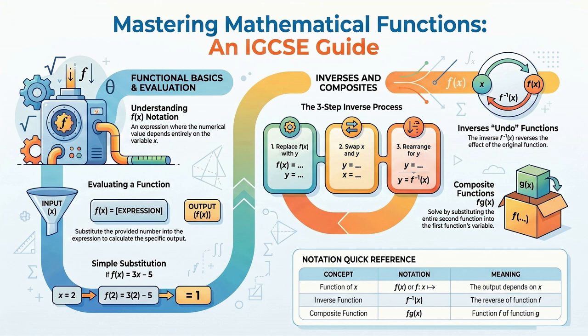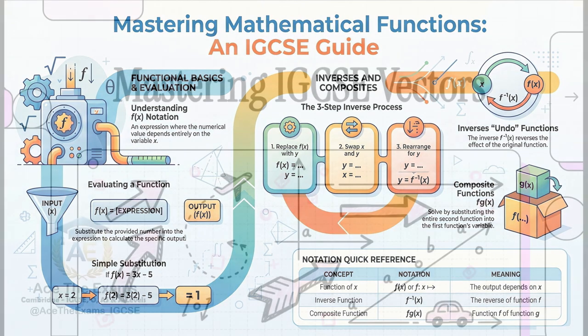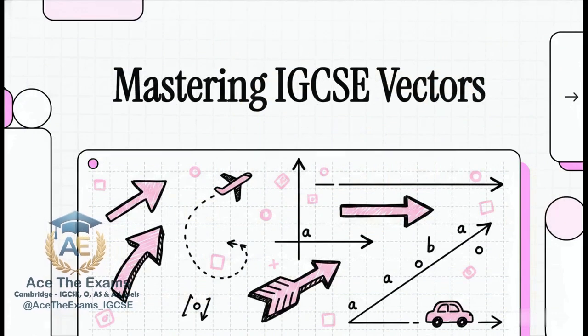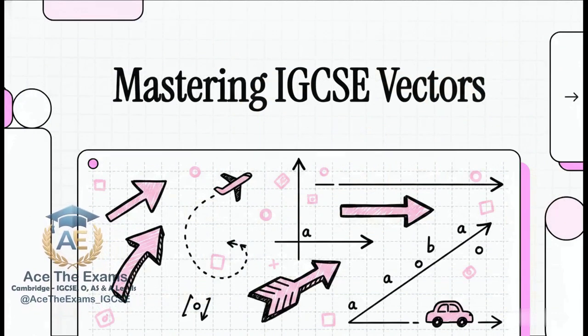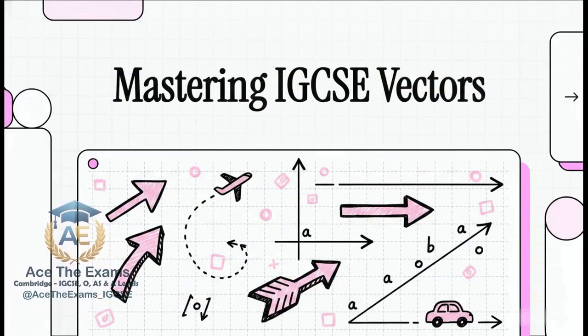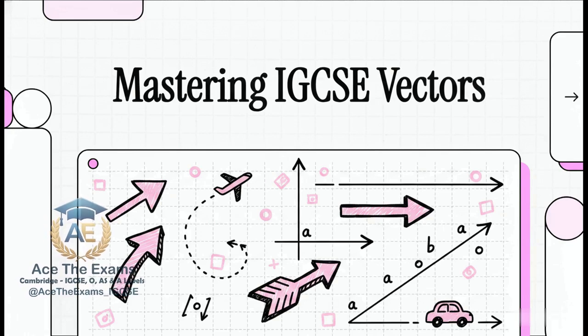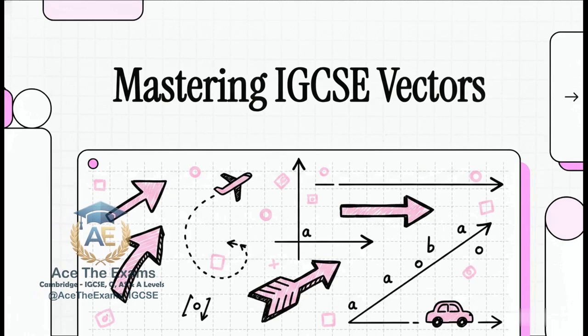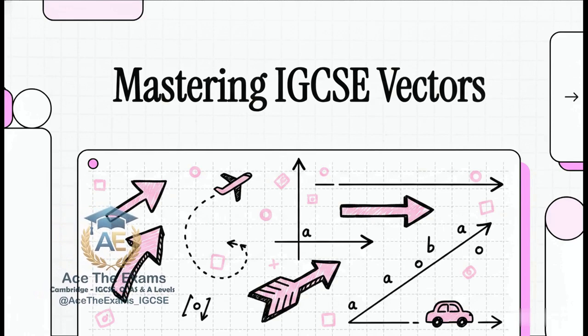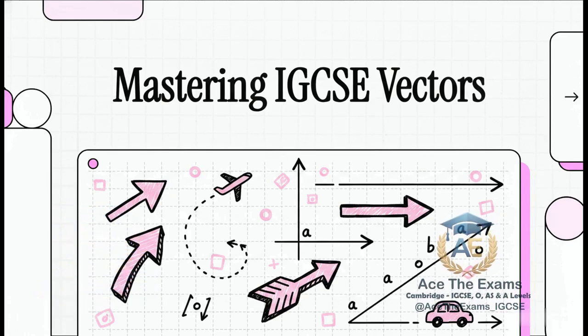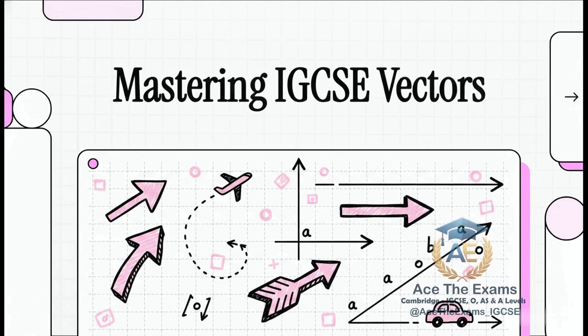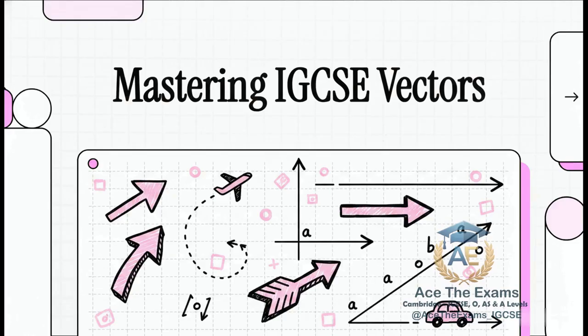Welcome to This Explainer. Today, we're totally demystifying vectors, turning them from those confusing little arrows on a page into a simple, completely predictable language of movement. Look, if you've ever stared down a Cambridge IGCSE math paper, especially the 0580 syllabus, and felt totally overwhelmed by all those bold letters and grid lines, you are in exactly the right place. Today, we're going to break this topic down systematically so you can absolutely crush those exam questions.